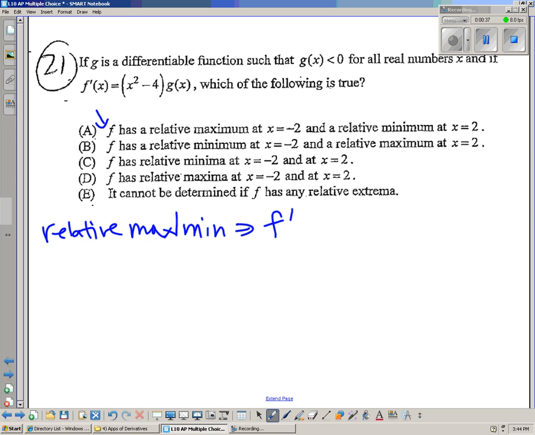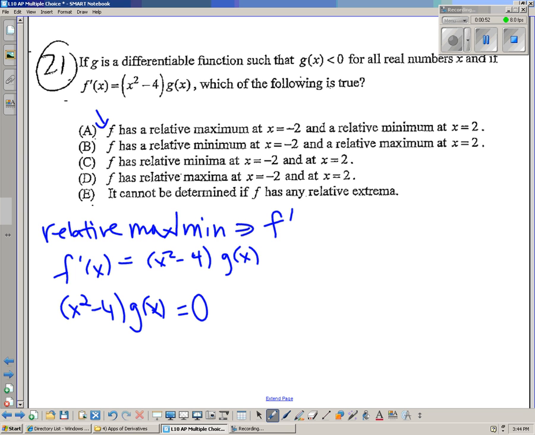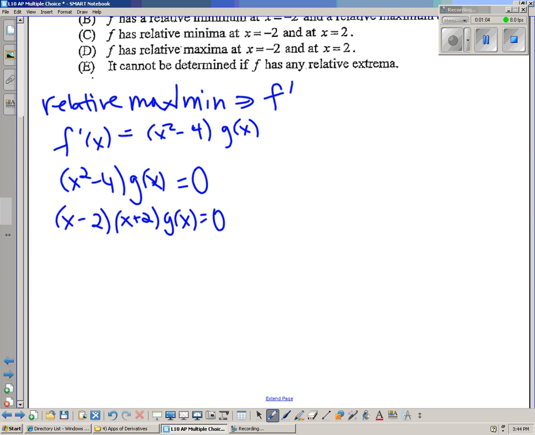So we have f prime. We have f prime of x equals x squared minus 4 times g of x. So what we want to do is set this equal to 0 to find the critical values. So this would result in x minus 2 times x plus 2 times g of x equals 0. And then we would try to set each factor equal to 0. Here we would get x equals 2. Here we would get x equals negative 2.